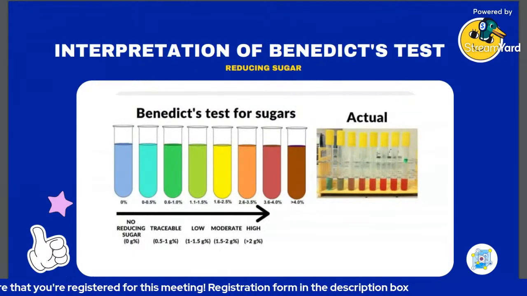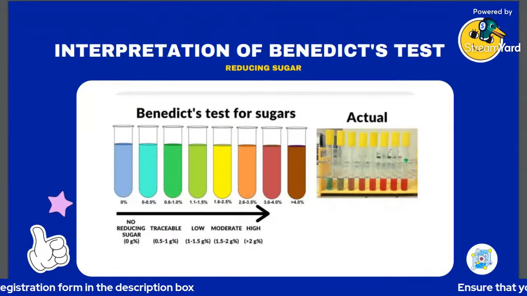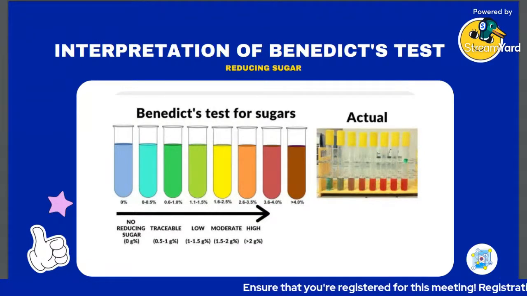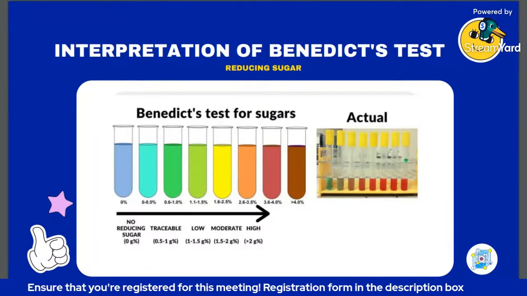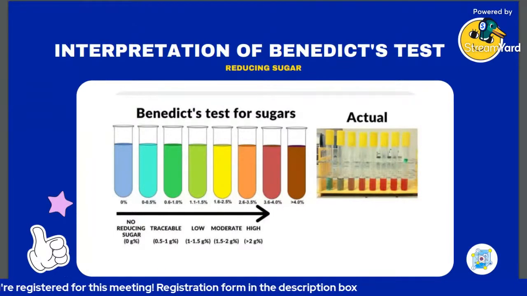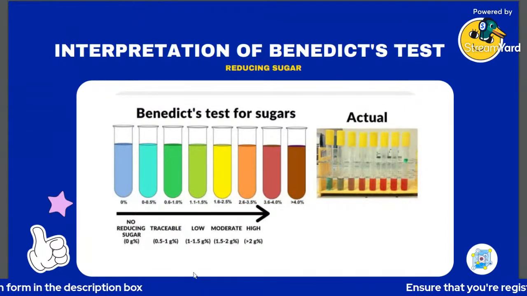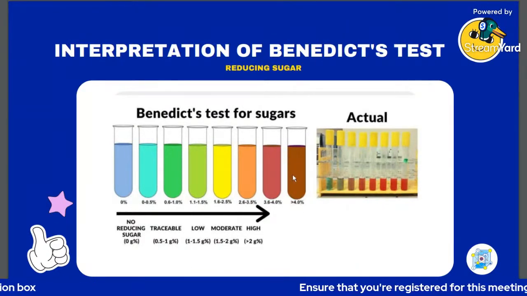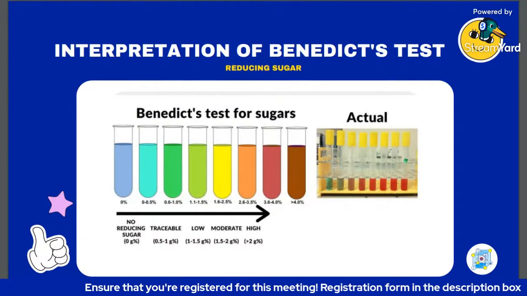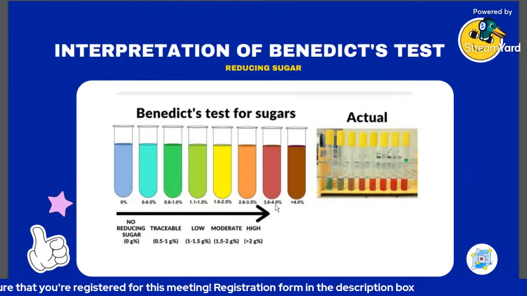So this is a picture of the interpretation of the Benedict's test. You can see that the higher the percentage of sugar present, the more intense the red color that you're seeing. So it's moving from a blue color, which is the color of your Benedict's reagent, and gradually goes up to a brick red color, which shows that you have a very high concentration of sugar. So where it says 0.5 to 1 gram percentage, that's the aqua to green color there.